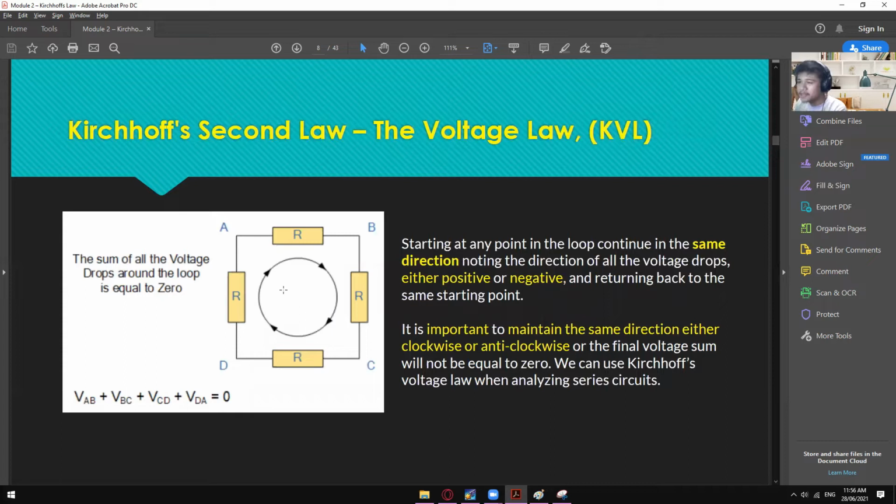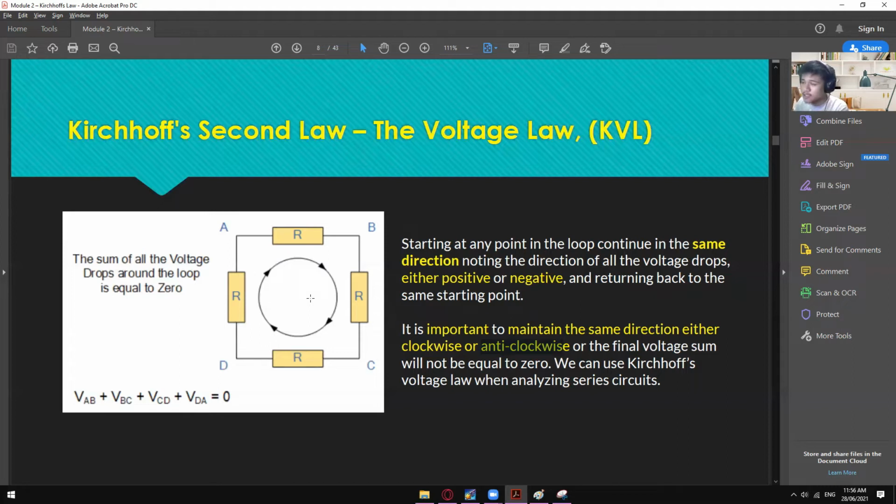But before that, there's one more thing that you guys need to consider when it comes to solving, let's say, Kirchhoff's law, especially in KVL. So in here, you can actually have a clockwise or anti-clockwise direction. The one that we have in here is the clockwise rotation, but you can also have the other way around, the anti-clockwise or the counterclockwise.